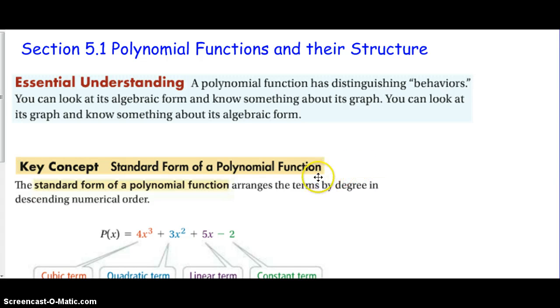Hello again. We're going to be talking today about polynomial functions and their structure. And from class earlier, we had this key concept of what a standard form polynomial function looks like. And we said that to be in standard form, it has to be in descending order. So hopefully I can write this out here. In descending order.